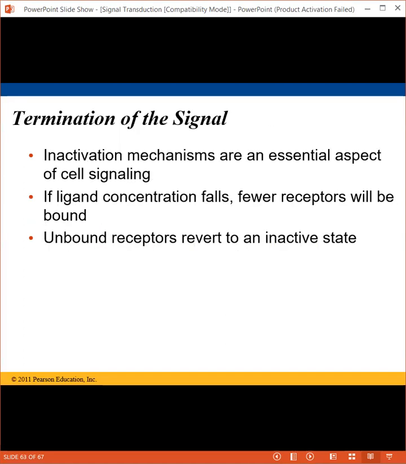So at the last, the termination of the signal. Inactivation mechanisms are very much essential for the cell signaling mechanism. If the ligand concentration falls, fewer receptors will be bound and unbound receptors revert to an inactive state. Thus, the termination can happen using different regulatory mechanisms, which is most required for the cell signaling mechanism.